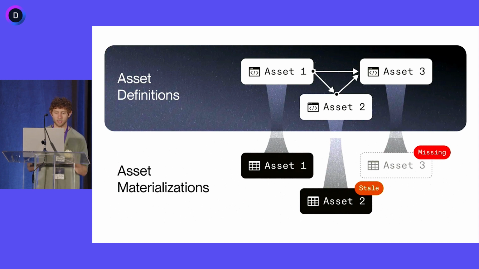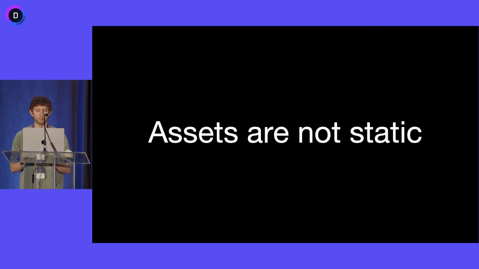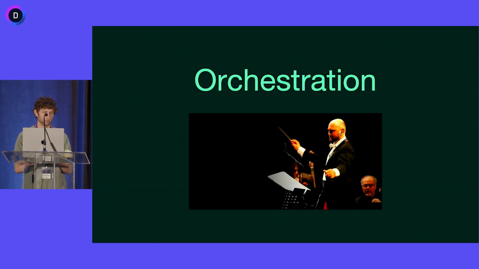So we define some assets and materialize them, which is cool, but it's not enough. And it's not enough because assets are constantly changing. New upstream data is constantly arriving, and we're constantly changing the code that derives our assets from that upstream data. The result is that our asset materializations naturally drift from their definitions over time. When that drift occurs, we need to launch computations to bring those materializations in line with our definitions. And launching computations at the right time is typically the job of an orchestrator.